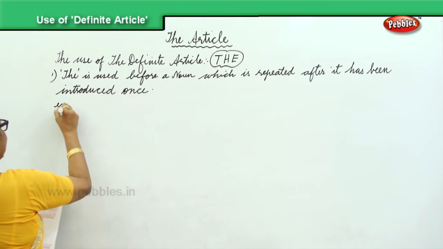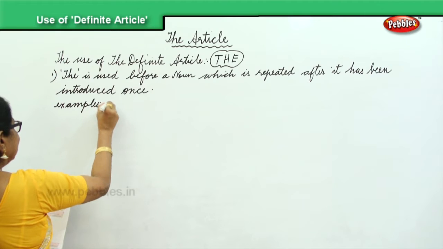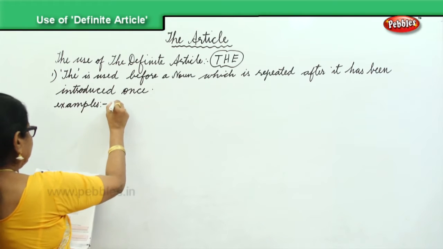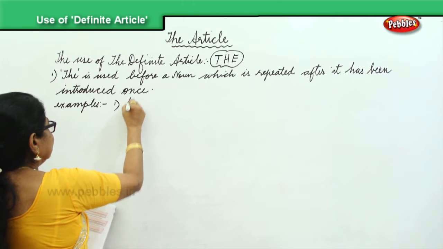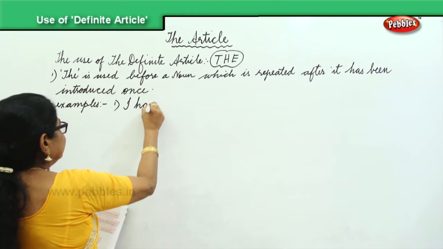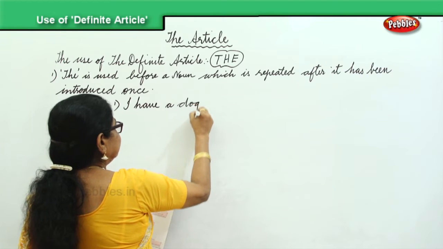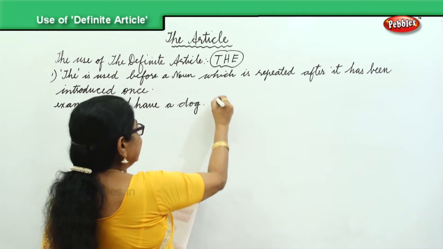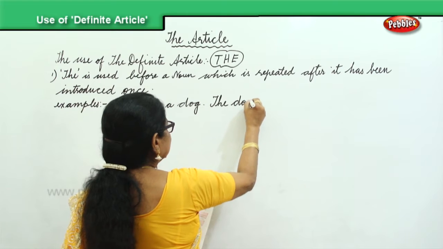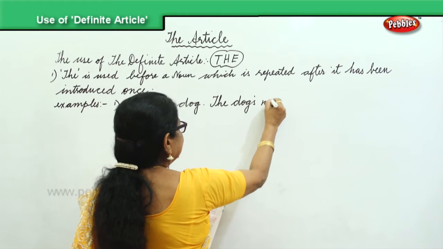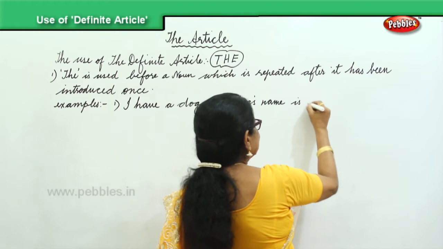The example. Let's look at the examples for you to know. I have a dog. The dog's name is Sally.